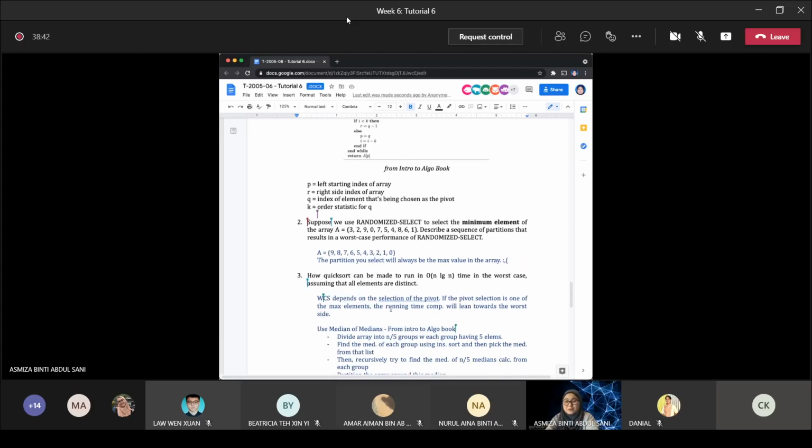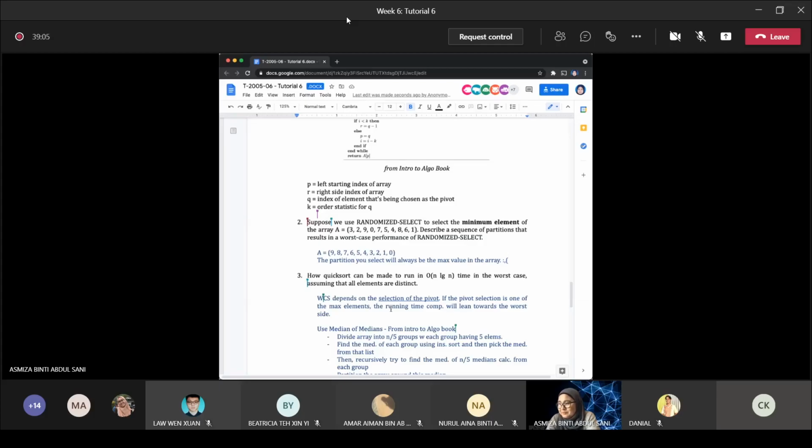You have to be so unlucky for your random generator to always generate the biggest element in the array. Or somehow, let's say for example, if you said get the middle element, you never know how the distribution is going to be.